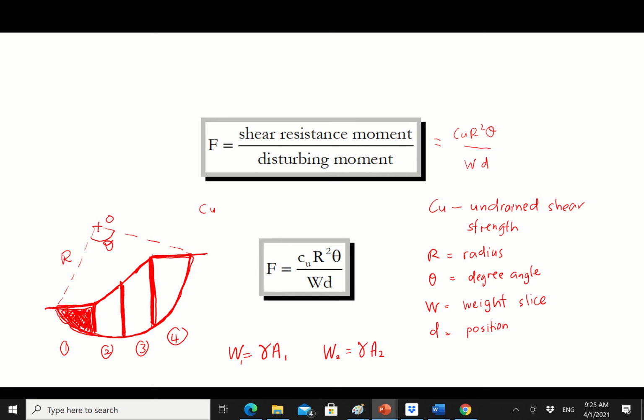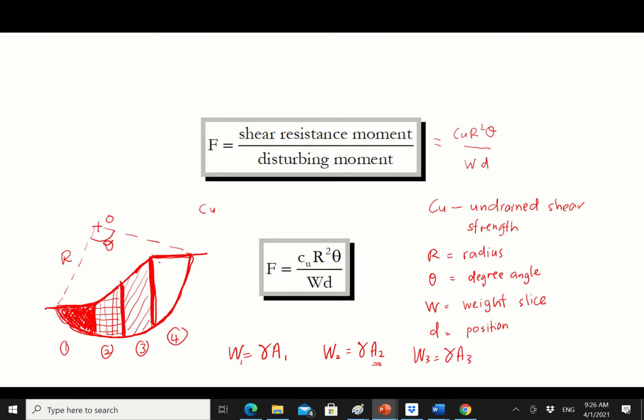So use the triangle equation to find the area of this particular slice. Then for the second slice, which is here, this one is more like a trapezium, so use the trapezium equation to calculate area number 2. And we have another one here for slice number 3. It almost looks like a trapezium, so you will calculate W3, the unit weight multiplied by A3.